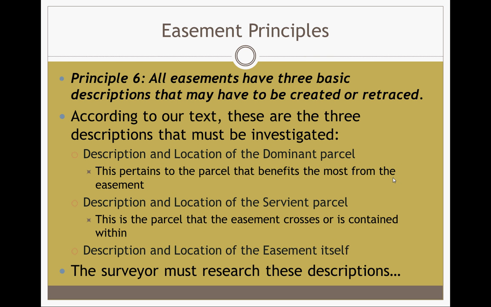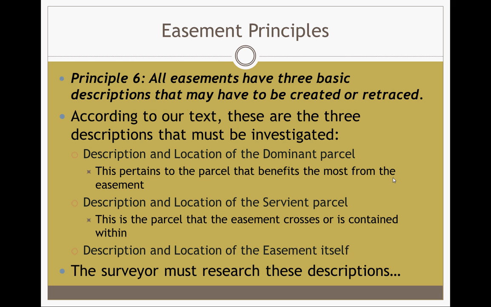All easements have the 3 basic descriptions that may have to be created or retraced. According to the text, these are 3 descriptions that must be investigated: the description and the location of the dominant parcel. And this pertains to the parcel that benefits the most from the easement. Remember, we talked about dominant and servient. The location and description of the servient parcel. This is the parcel where the easement crosses or is contained within. And then description and location of the easement itself.